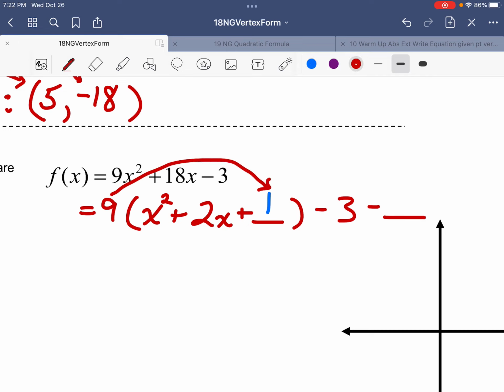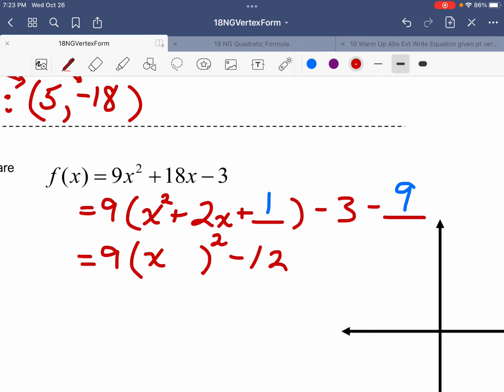Let me say it again. I did not add the number 1. I actually added 9 times 1. You see that number that got factored out? It's going to be applied to that 1. So that means I added 9. That's right, I added 9. So that means I need to subtract 9. Careful, that might be the trickiest thing all day, but it's correct.